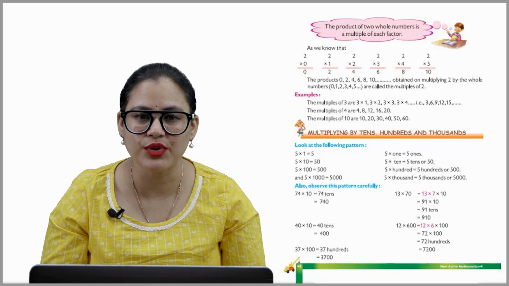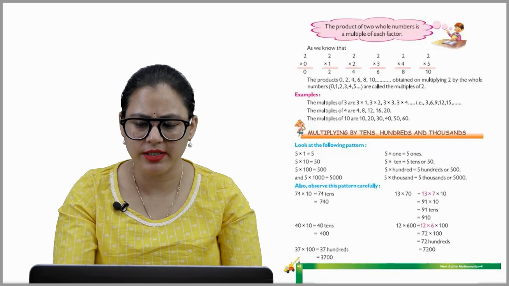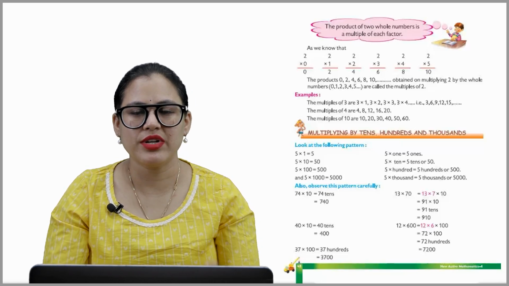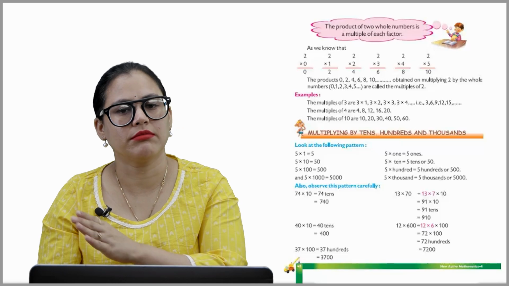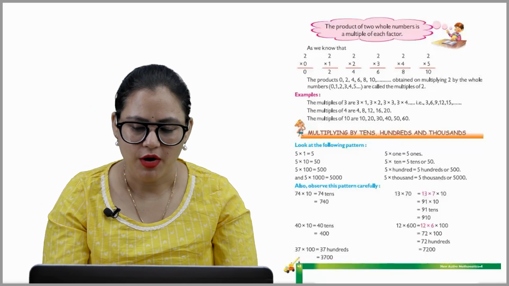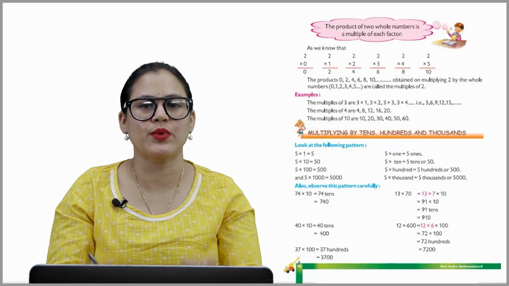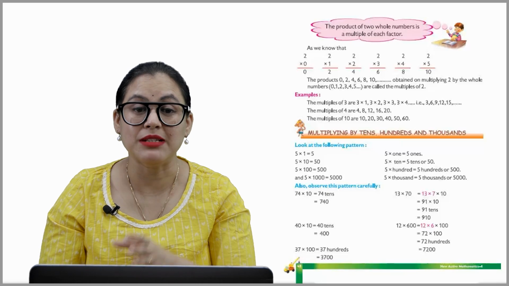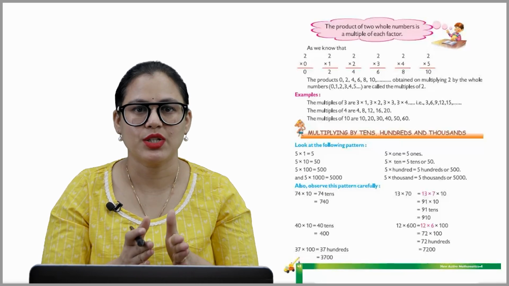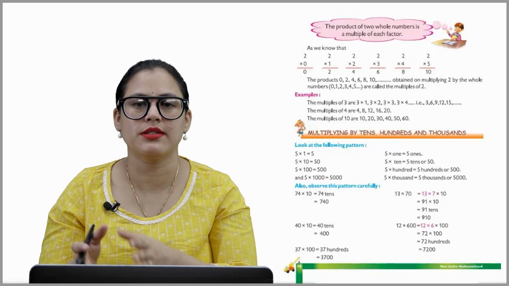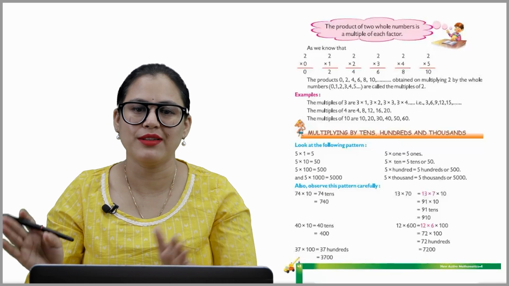Examples: the multiples of 3 are, you can write the table of 3, like 3, 6, 9, 12, 15 and so on. And the multiples of 4 are 4, 8, 12, 16, 20 and so on. Similarly, the multiples of 10 are 10, 20, 30, 40, 50, 60, 70, 80, 90 and so on.